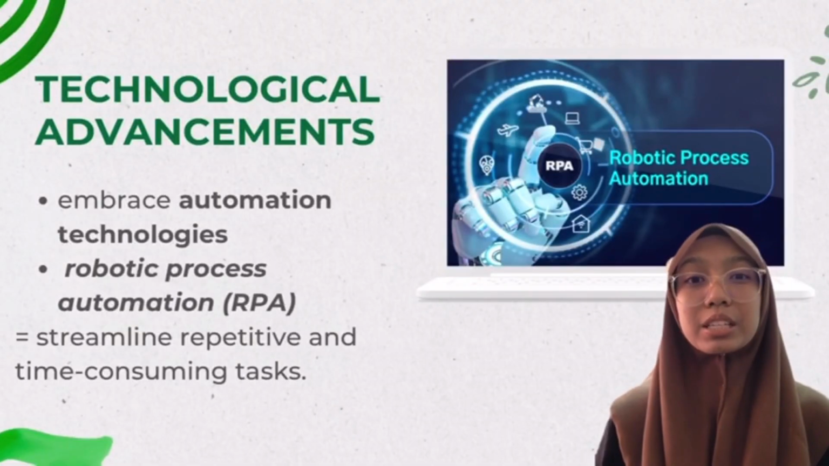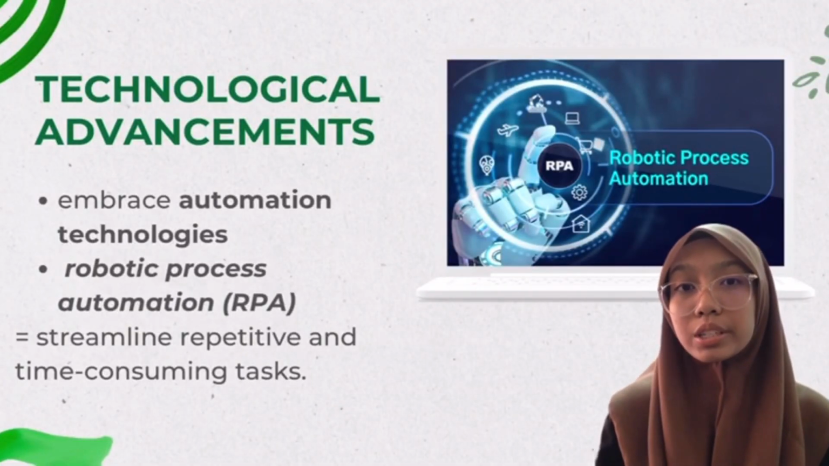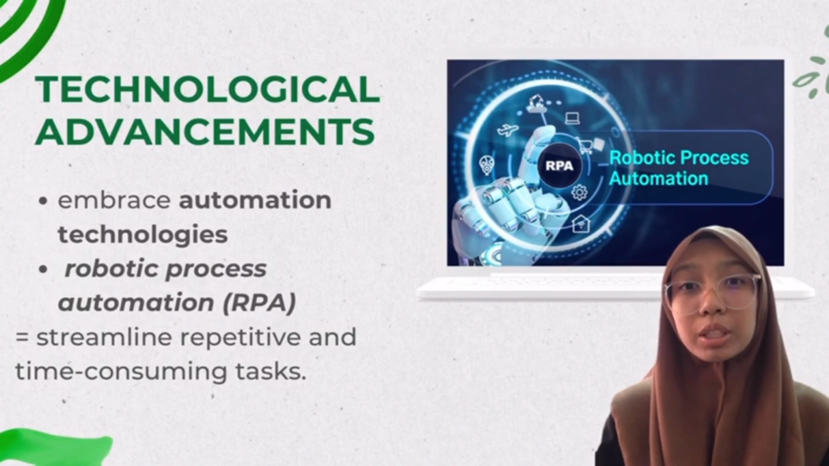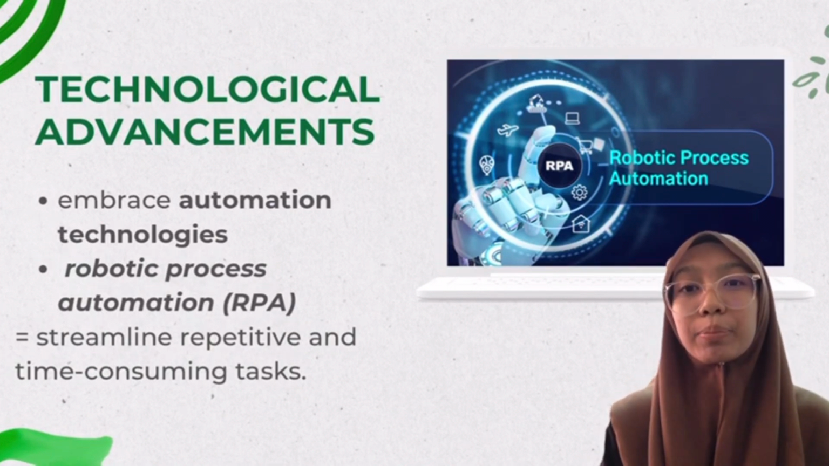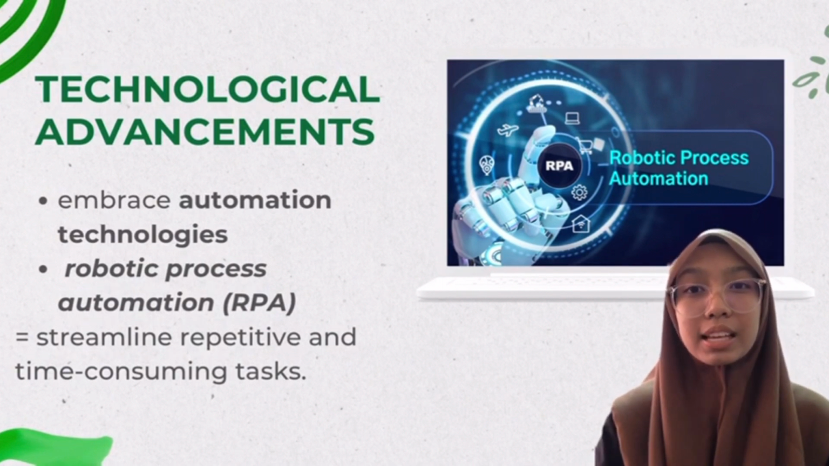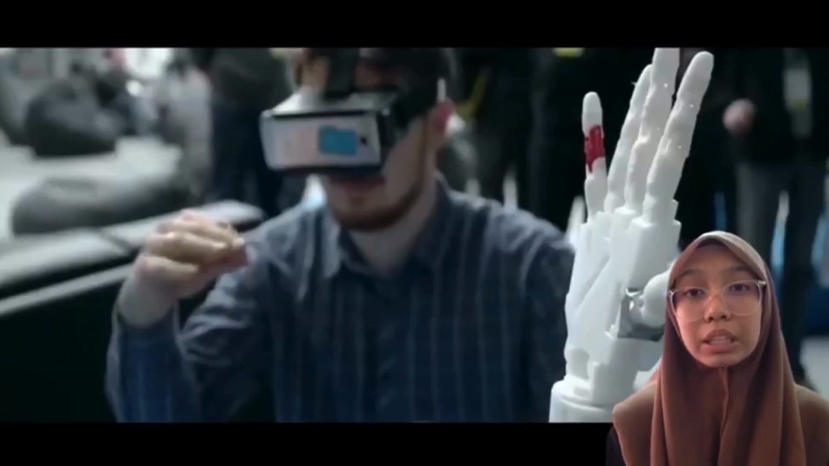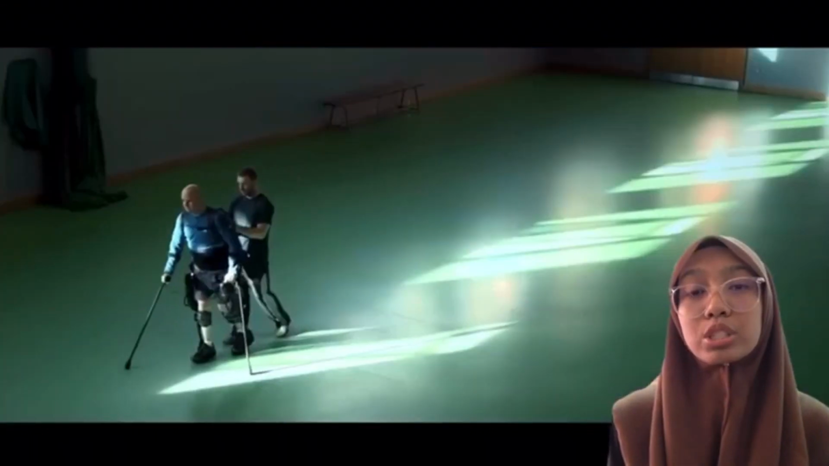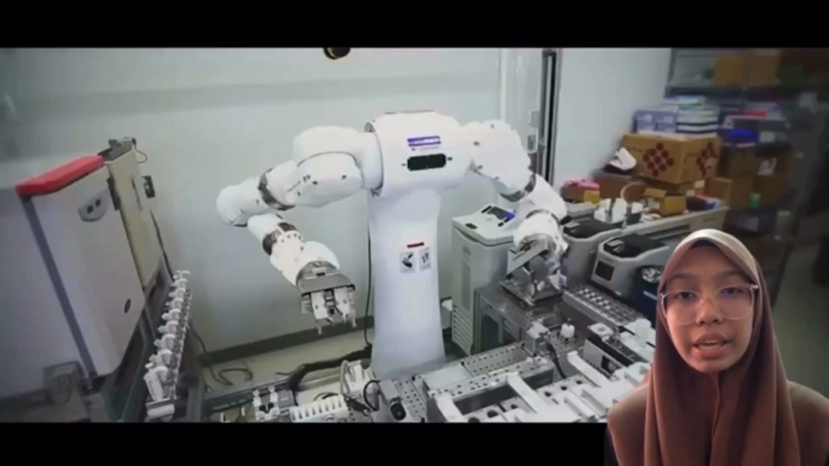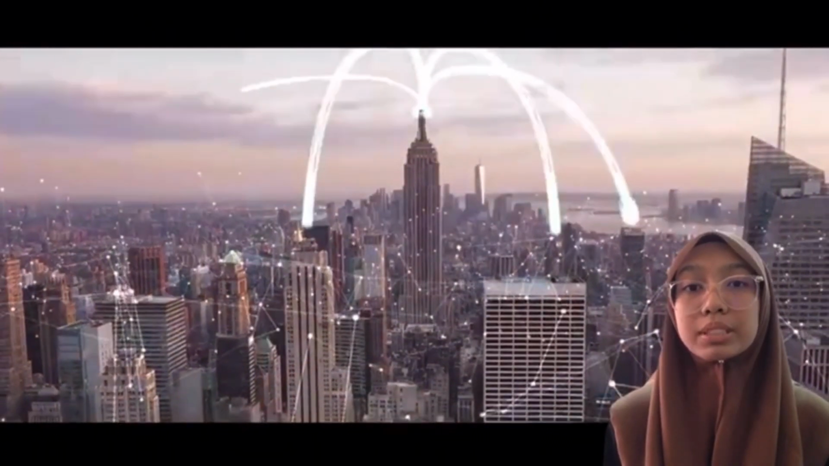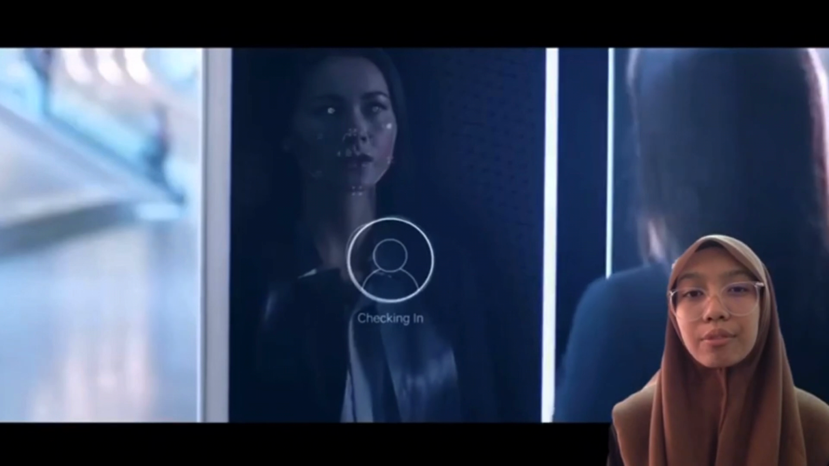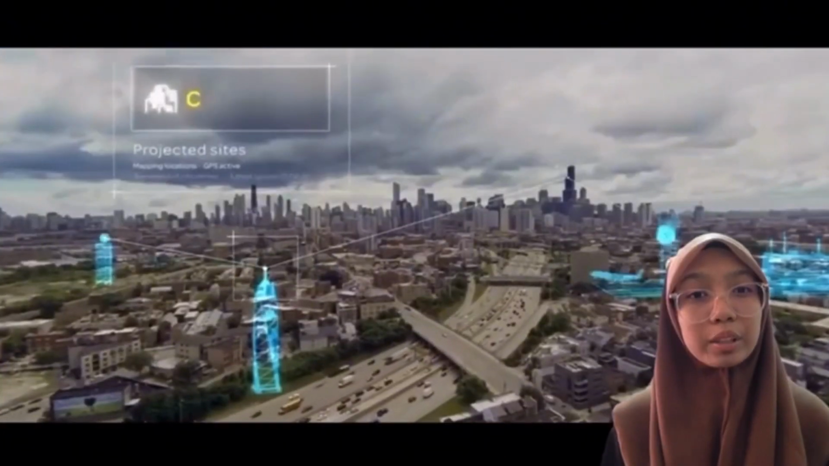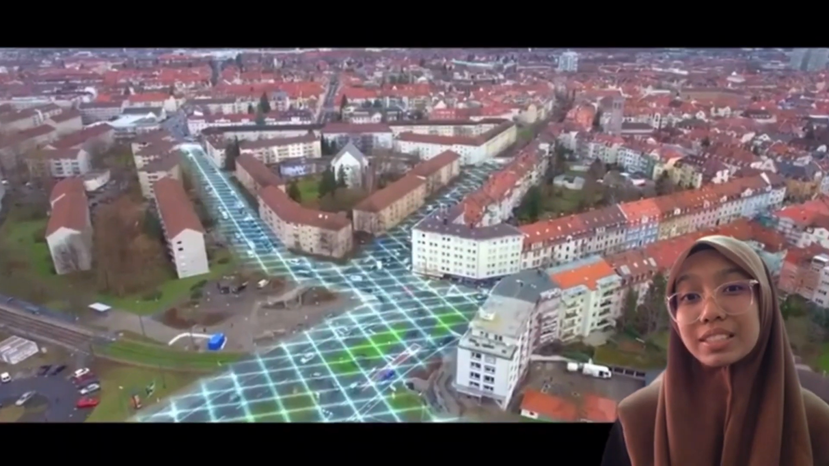Furthermore, companies can also embrace automation technologies such as robotic process automation (RPA) to streamline repetitive and time-consuming tasks. They have automated data entry, invoice processing, and report generation, freeing employees to focus on more strategic and valuable tasks. Overall, these technological advancements have helped the company stay competitive against other competitors.